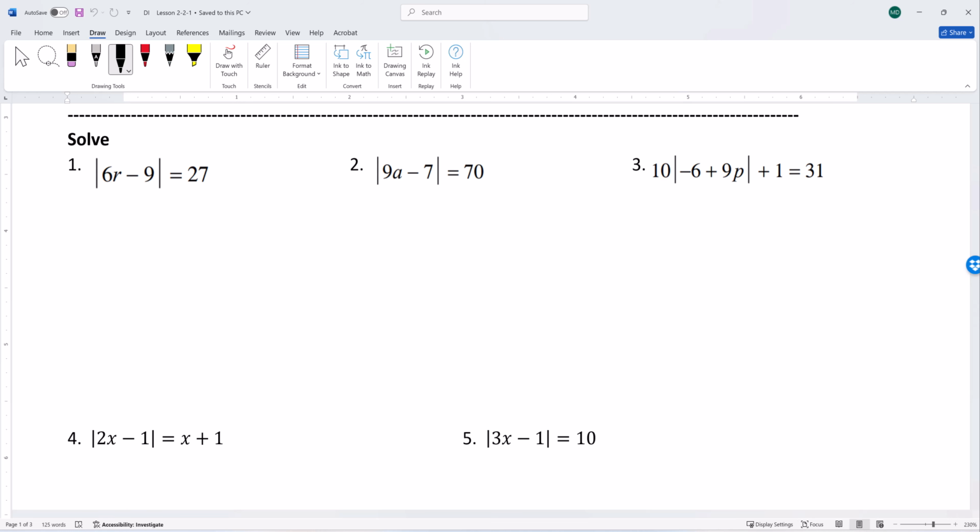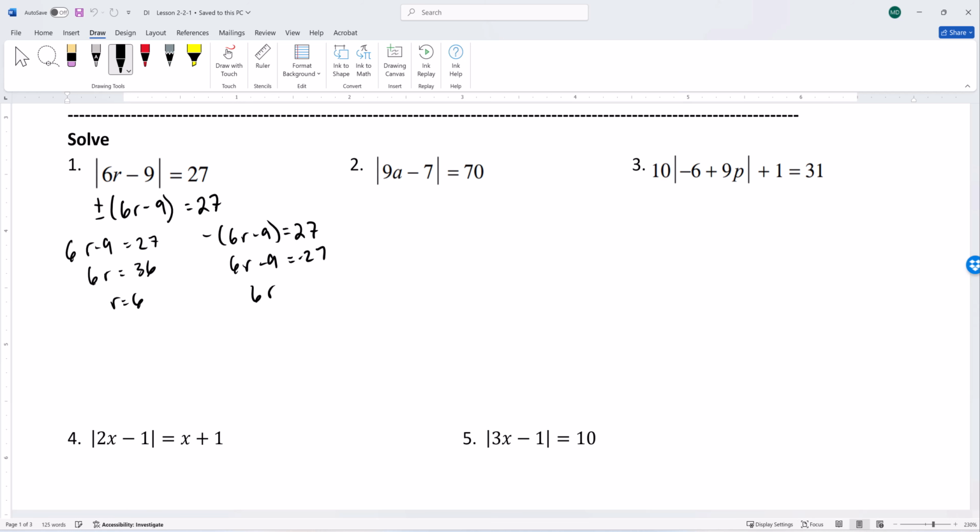All right, so going through this worksheet, remember to get rid of the absolute value. You replace it with a plus or minus. And then that means it's two different equations, one with a plus and then one with the minus. So now solving for each one, add the 9. R equals 6. I can distribute the negative, or I can divide by the negative. Add the 9. So R equals -3. So these are our values.